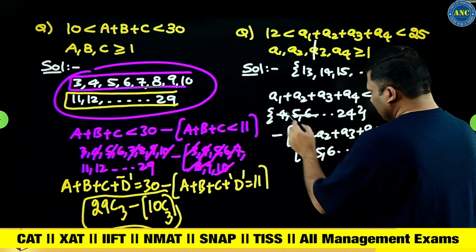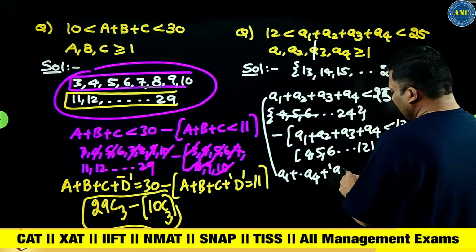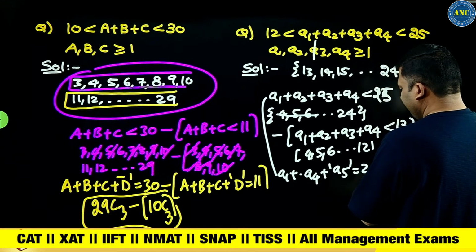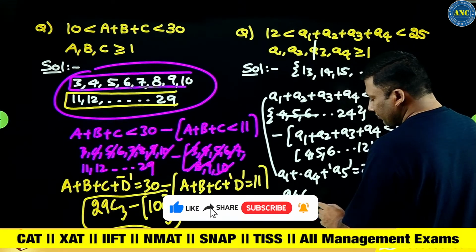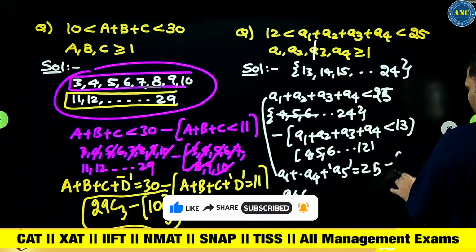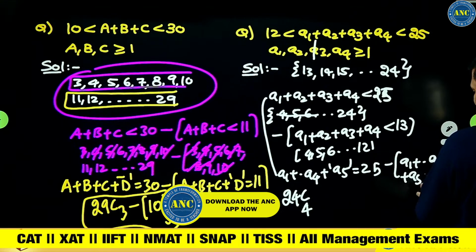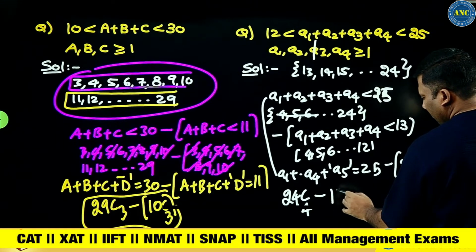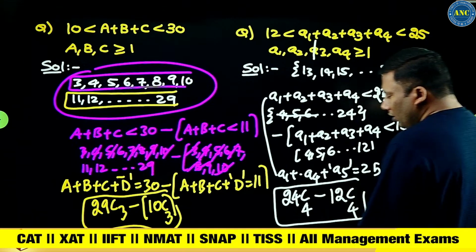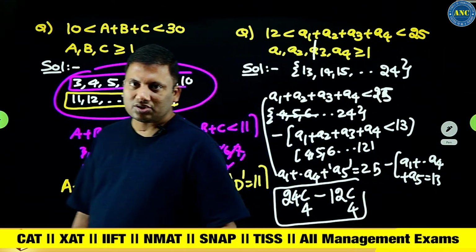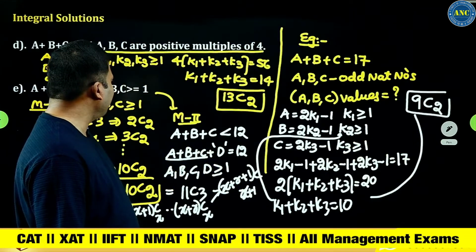Idea clear? Right. So this will become a1 till a4 plus a5 equal to 25: 5 variables, 4 cuts, so 24C4. Minus a1 plus a2 till a4 plus a5 equal to 13, minus 12C4. The answer for this question is 24C4 minus 12C4. Is the idea clear? Right? Beautiful questions that we discussed, sir.